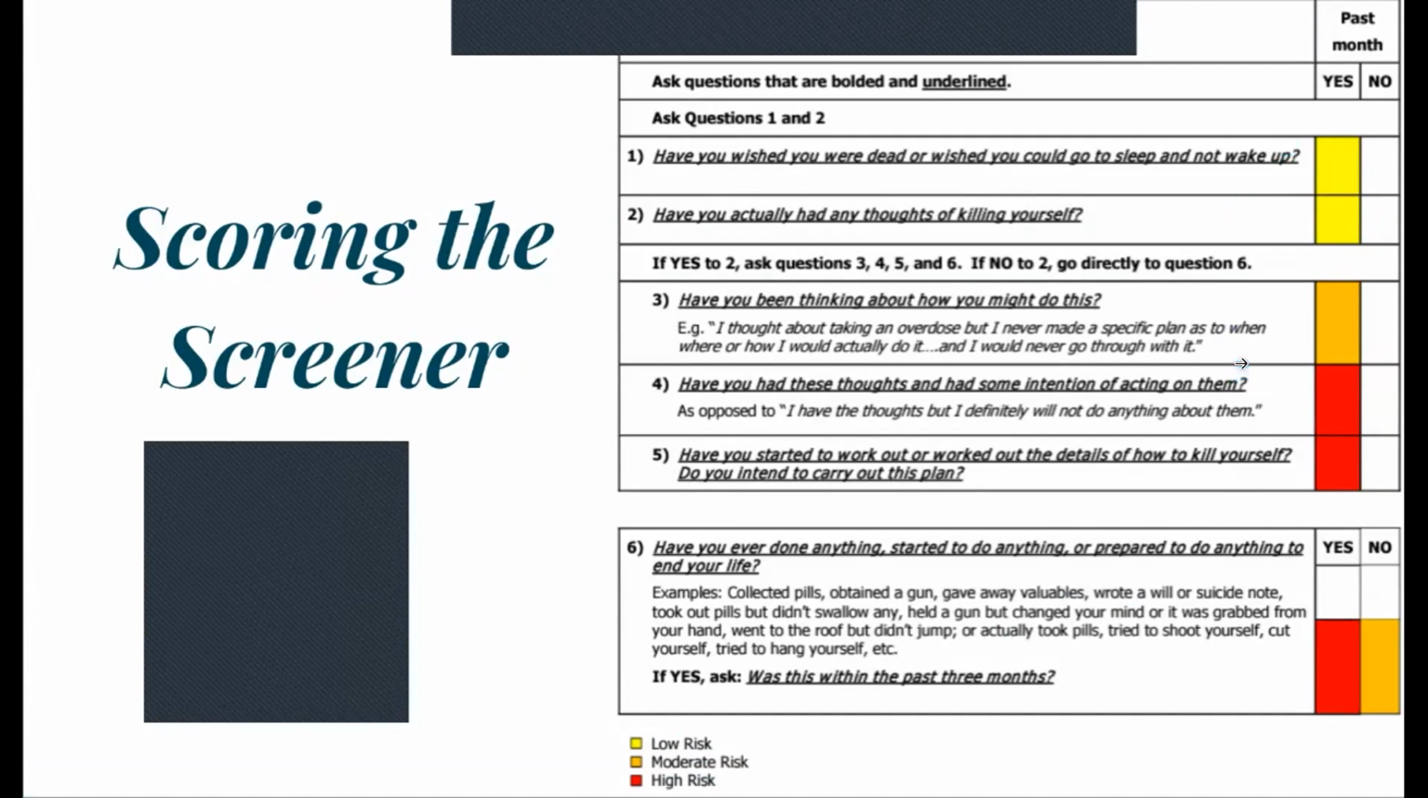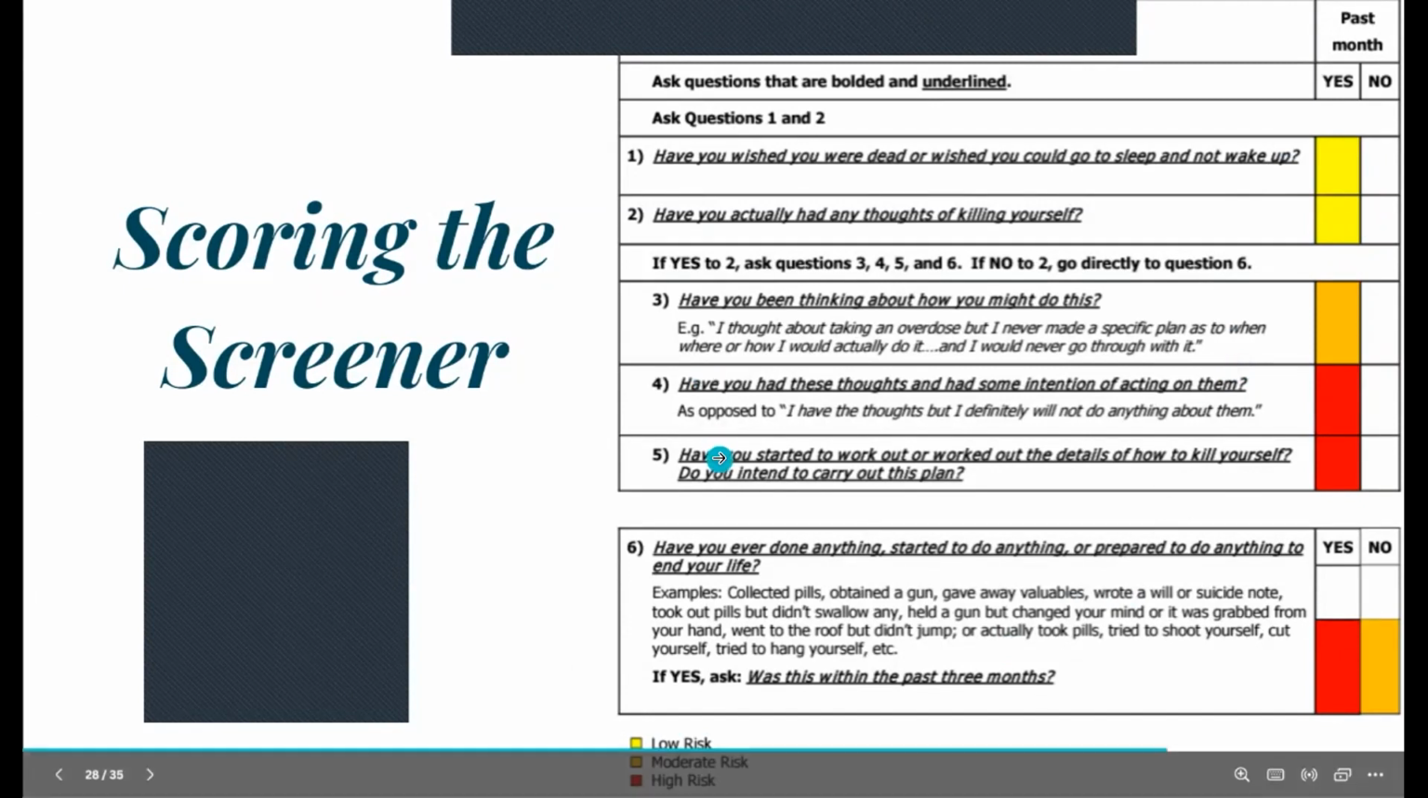Because they said yes to number 2, we would ask number 3. Have you been thinking about how you might do this? If they say yes, that puts them at moderate risk, right? They're in that planning phase. Even if it's just a couple of thoughts, it puts them at a higher level of risk. If they say no, then the highest level they would have checked so far would be low risk.